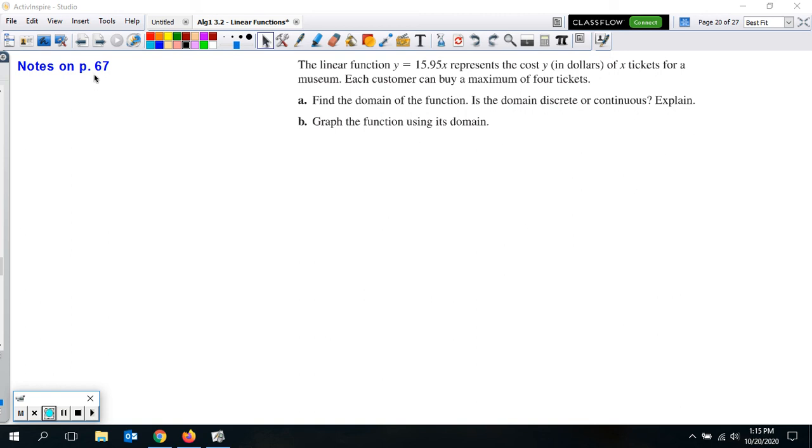So let's look at this one. On the notes page on page 67, if you can go back to page 67, we can take notes on this. So you can be putting this on the notes page on page 67, in fact.